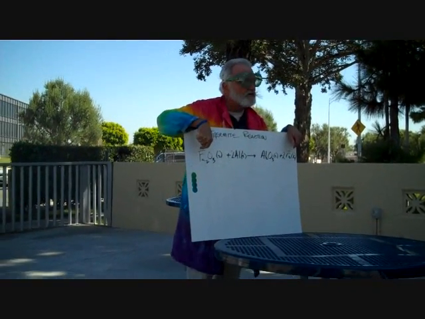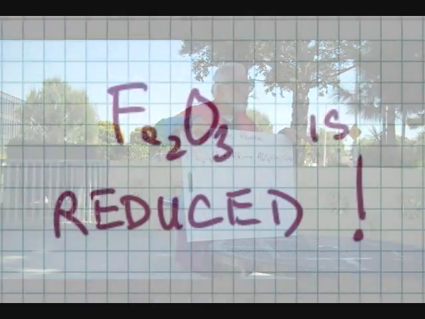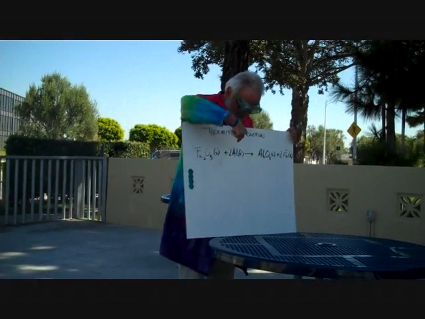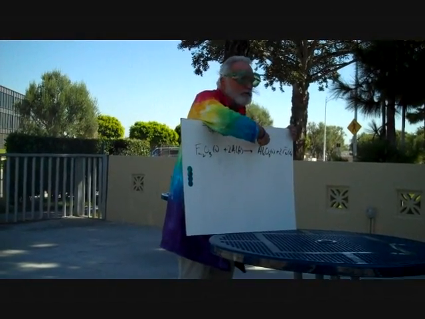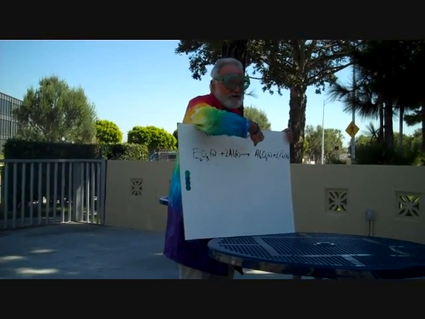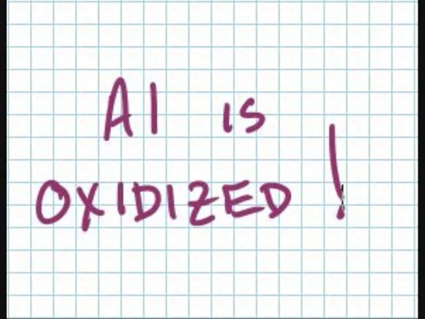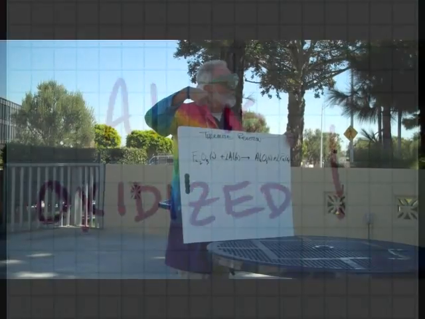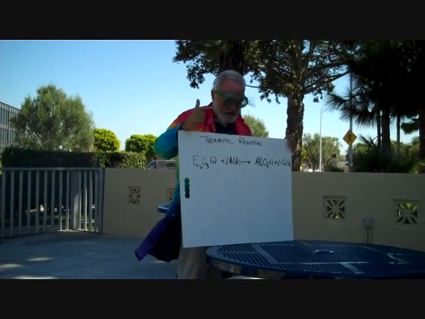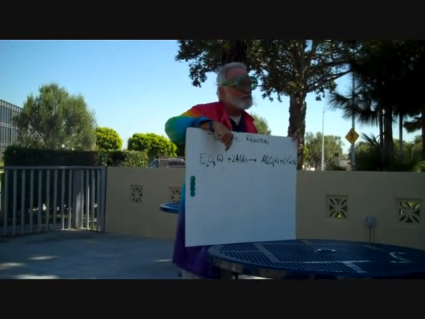So guess what? We say the iron oxide, the iron 3 oxide, has been reduced. On the other hand, what happens to the aluminum? The aluminum goes from 0 to +3. That's losing electrons, and that's called the oxidation. So in order to have an oxidation, you have to have a reduction. In order to have a reduction, you have to have an oxidation. So in this reaction, this is a classic oxidation-reduction reaction.